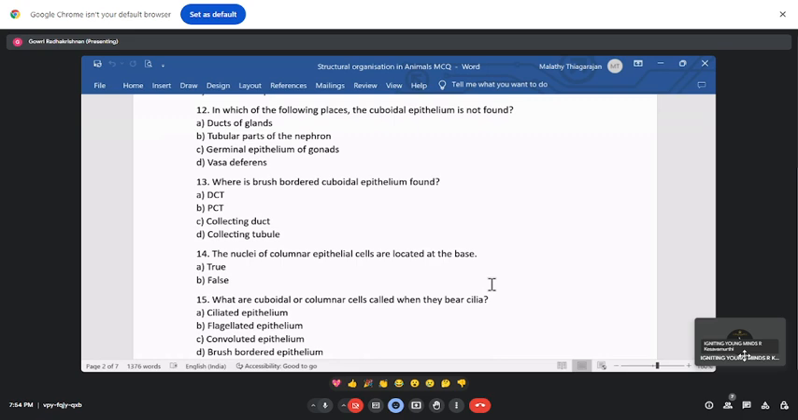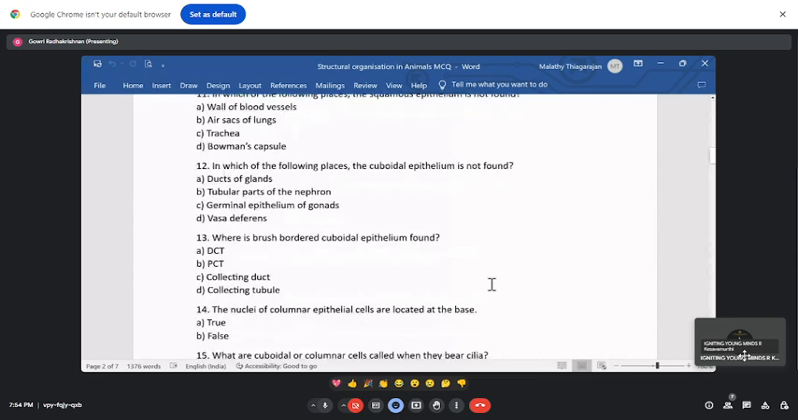But in vasa deferens, what kind of epithelium is present? Any guess? Cuboidal epithelium is not present in vasa deferens. What kind of epithelium is present in vasa deferens? Anybody? Any answer? Compound. No, not compound. Columnar epithelium.